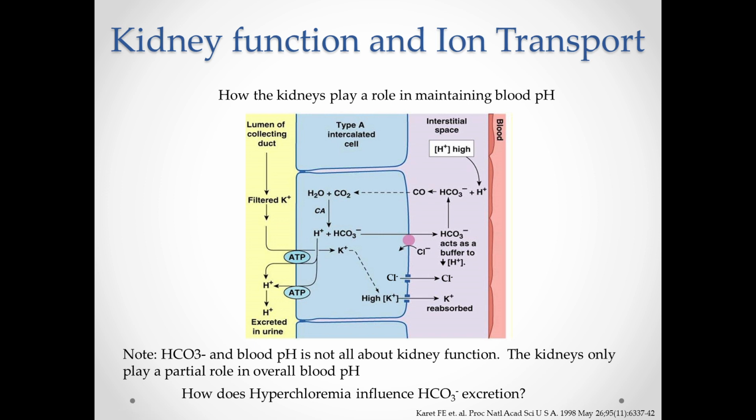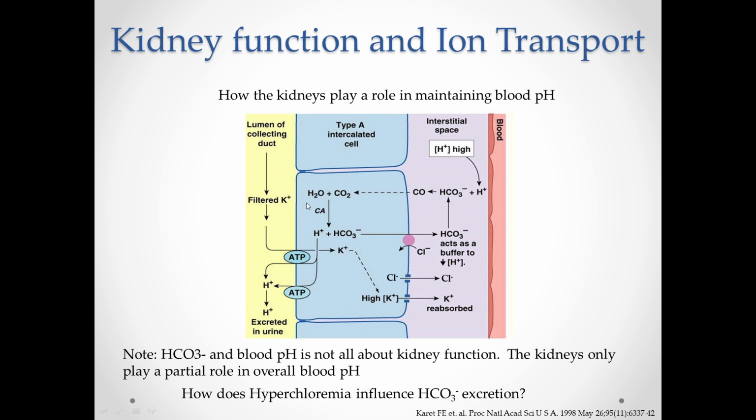Now the kidneys play an important role in maintaining blood pH. They do that by regulating the body's buffering equation at this intercalated cell membrane. If hydrogen ions in this interstitial space become high, then according to Le Chatelier's principle, hydrogen will combine with bicarb to create CO2 and water. And that is ultimately transported into this intercalated cell.